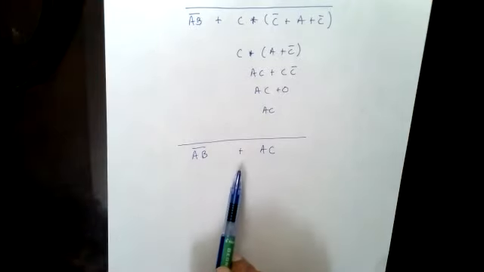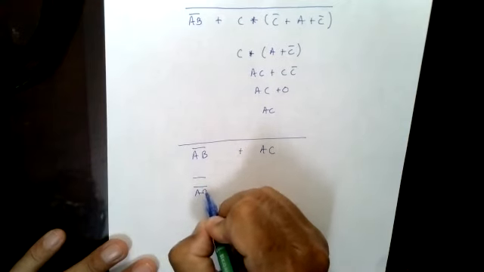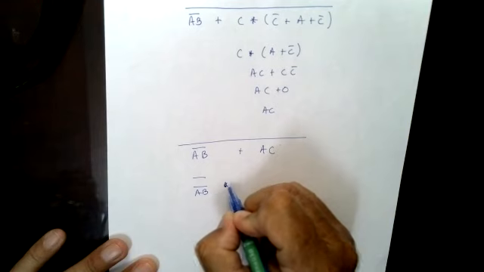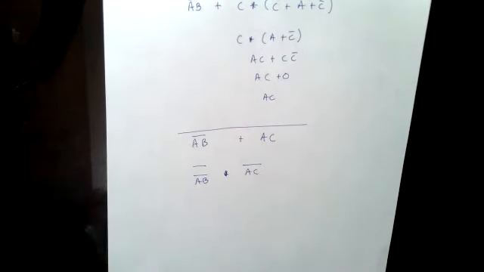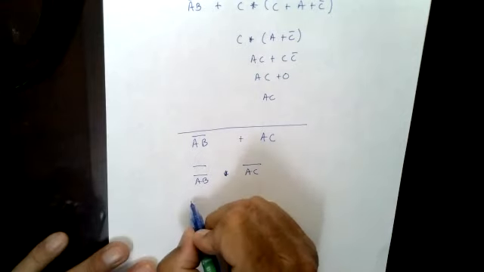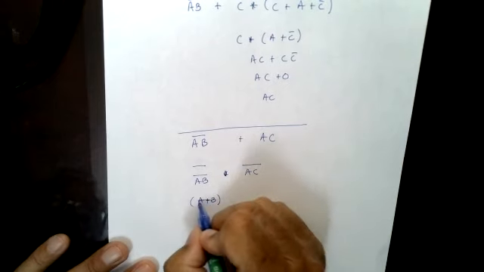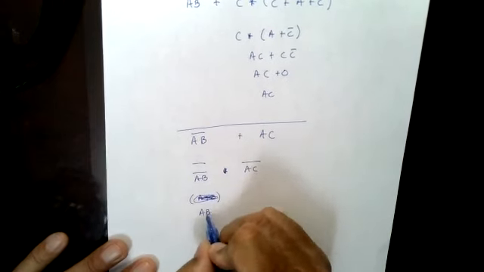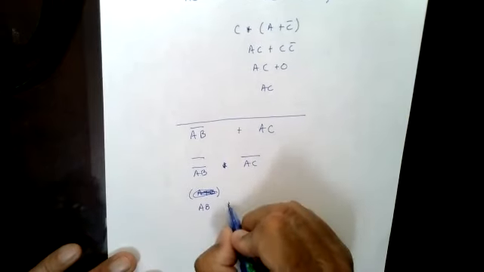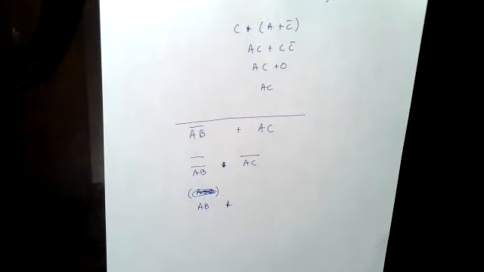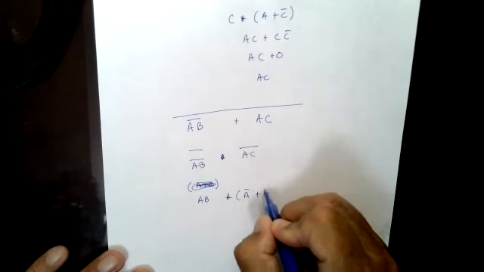The not of this becomes the not of the first times the not of the second. De Morgan's rule. Well, this is going to become not A plus not B times, excuse me, times B. Agreed? Times, De Morgan's law, not of A plus not of C.